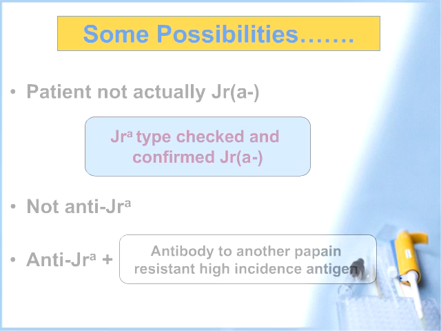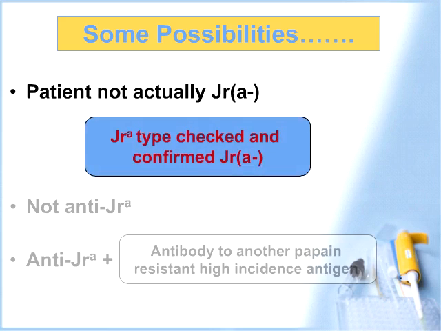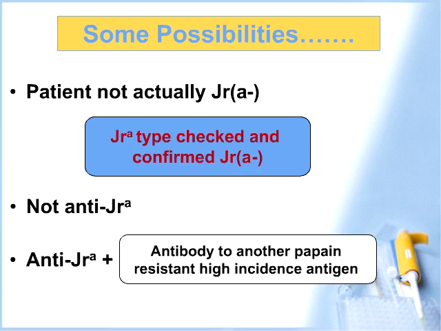There are some possibilities here. The patient might not actually be JRA negative. We could have made a mistake. So we checked the JRA type with 3 examples of anti-JRA, and the patient was definitely JRA negative. It might not be JRA. They might be JRA negative but not made anti-JRA. It could be anti-JRA plus another antibody to a high incidence antigen that is papain resistant.